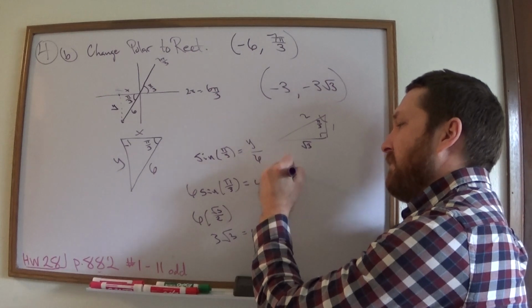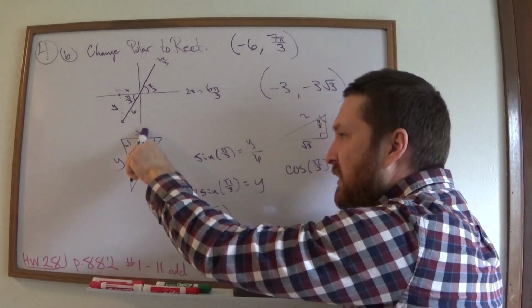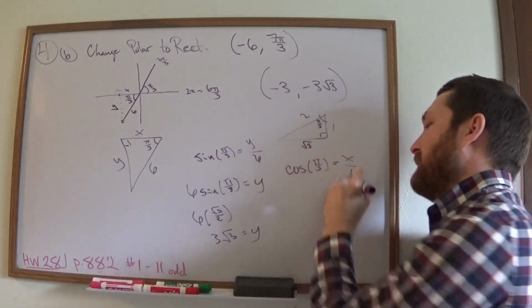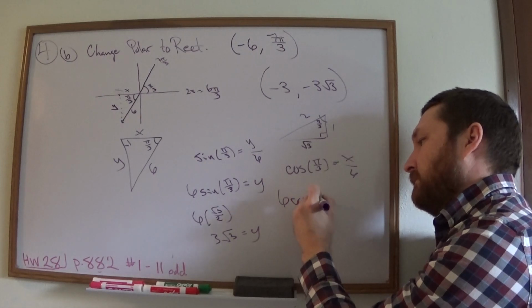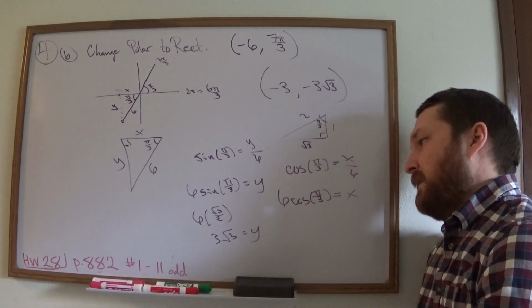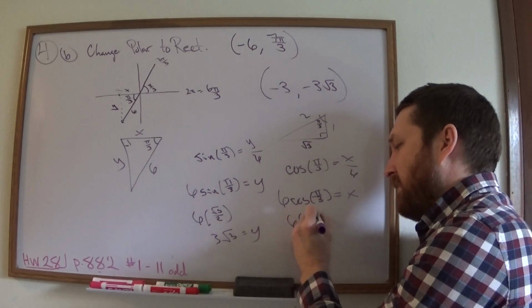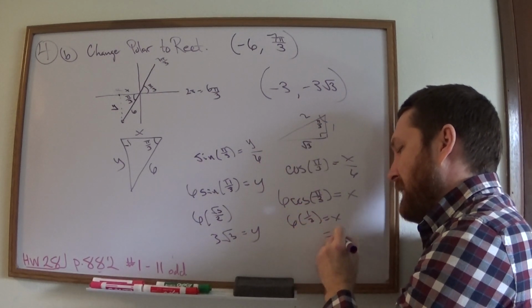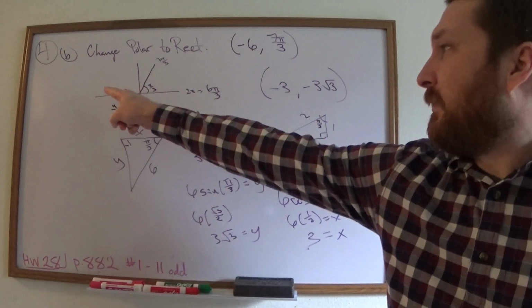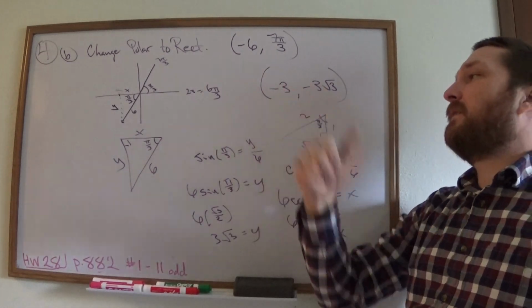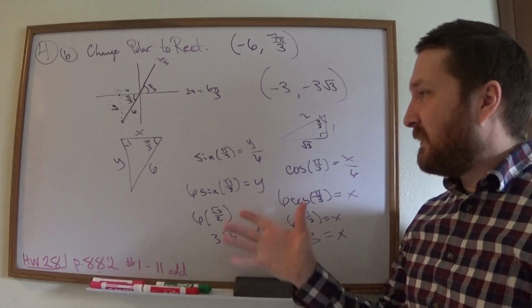The exact opposite for cosine of pi over 3. Cosine of pi over 3 is adjacent over hypotenuse, which is x over 6. Bring that guy upstairs. Cosine pi over 3 is 1/2, so 6 times 1/2 equals x. So x is equal to 3. But we know that he's down here, so it has to be negative 3. Good to go.